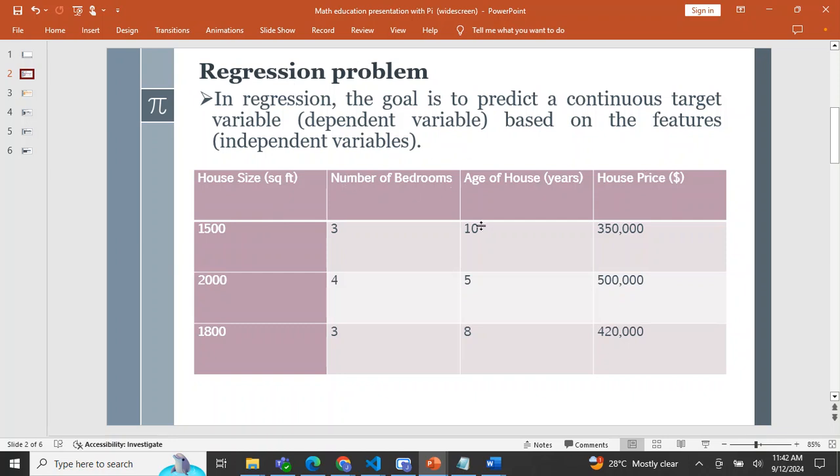So in this problem here, for example, you're given a data set like this, right? And this is an actual regression problem. Why? Because in a regression problem, the goal is to predict a continuous target variable, which is the dependent variable, based on the features or independent variables. Looking at this data here, the house price is a continuous variable, right? This is the variable we're trying to predict or explain. So it's the outcome or the result we are interested in measuring. So this is the house price.